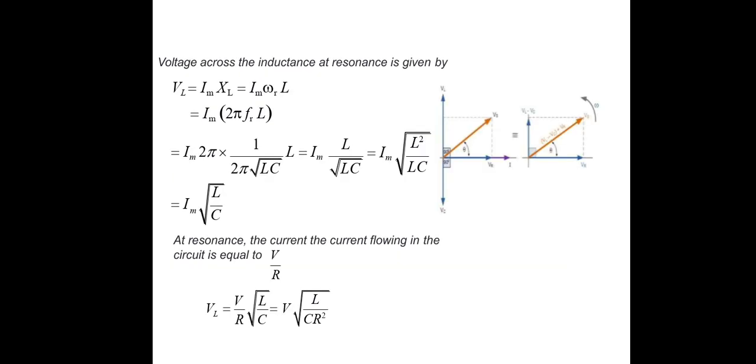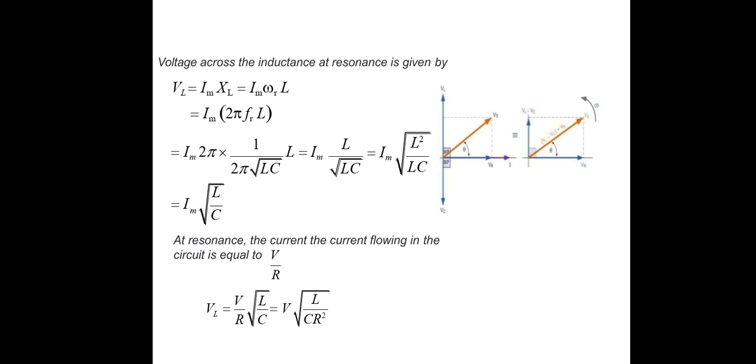The voltage across the inductance at resonance is given by VL is equal to Im into XL, which means omega L. What is omega? 2 pi Fr. So rewriting the equation, maximum current Im into 2 pi Fr L. Since Fr is 1 by 2 pi root LC, it becomes Im into L by root LC, so Im into the root of L square by LC. L and L square cancel, so Im into root L by C.